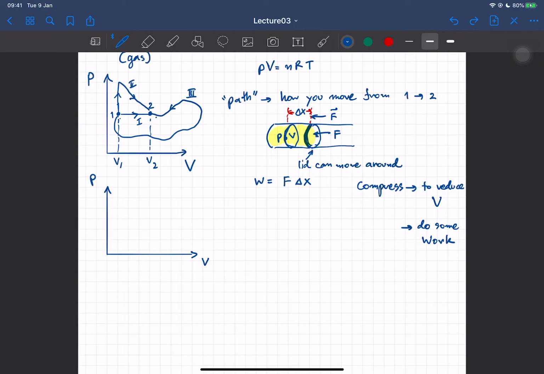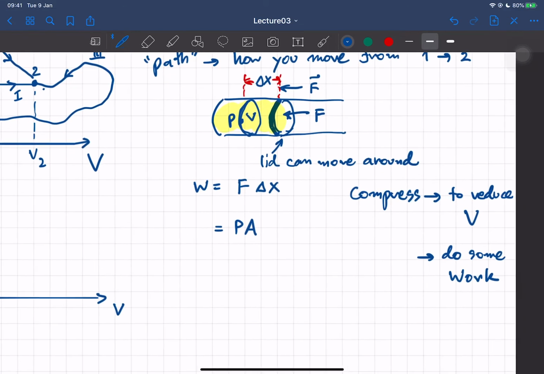Okay, but force by itself is a little bit hard to work with for gas because we are more used to the parameter of pressure. So instead of using force, we're going to rewrite force in terms of pressure. So what is force in terms of pressure? It's just the pressure times the area of the lid. Okay, so let me zoom in a little bit.